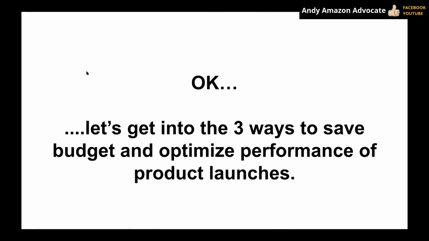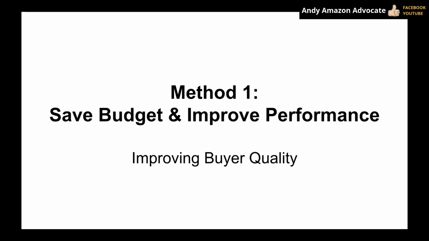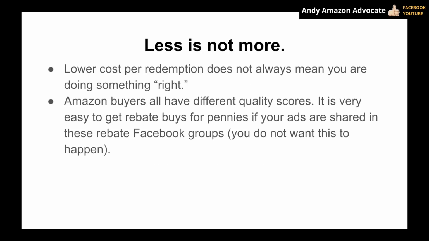Okay, so now I'm going to talk about how to save budget using this process. Method 1 to save budget: improve buyer quality. There's a big misconception for people that run these campaigns that they want to get a lower cost per redemption. They want to get as many rebate purchasers for as little cost as they possibly can. That's not necessarily the correct logic.